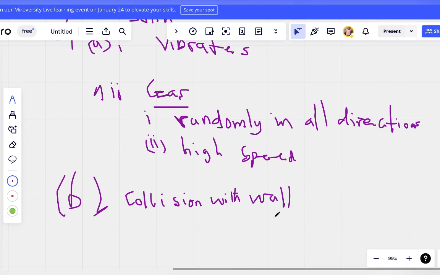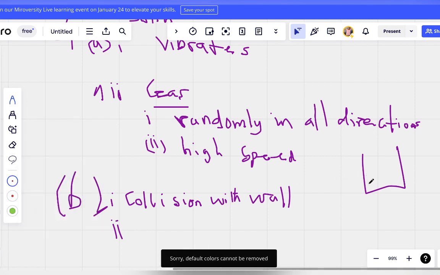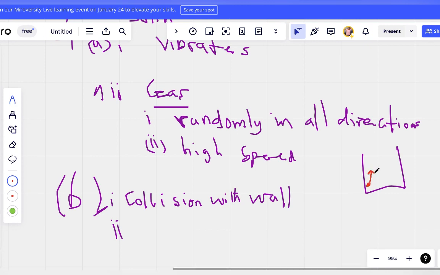Okay, so we can also say when they collide with the wall, they bounce off. They can bounce off. That's our first point. Now let's go to second point. We must try our best to make 4 points in order to get the 4 marks. The next one is that when they hit the wall, let's say this is the container, the gas molecules, they're moving. Let's say this is a gas molecule with an arrow. This is another gas molecule.